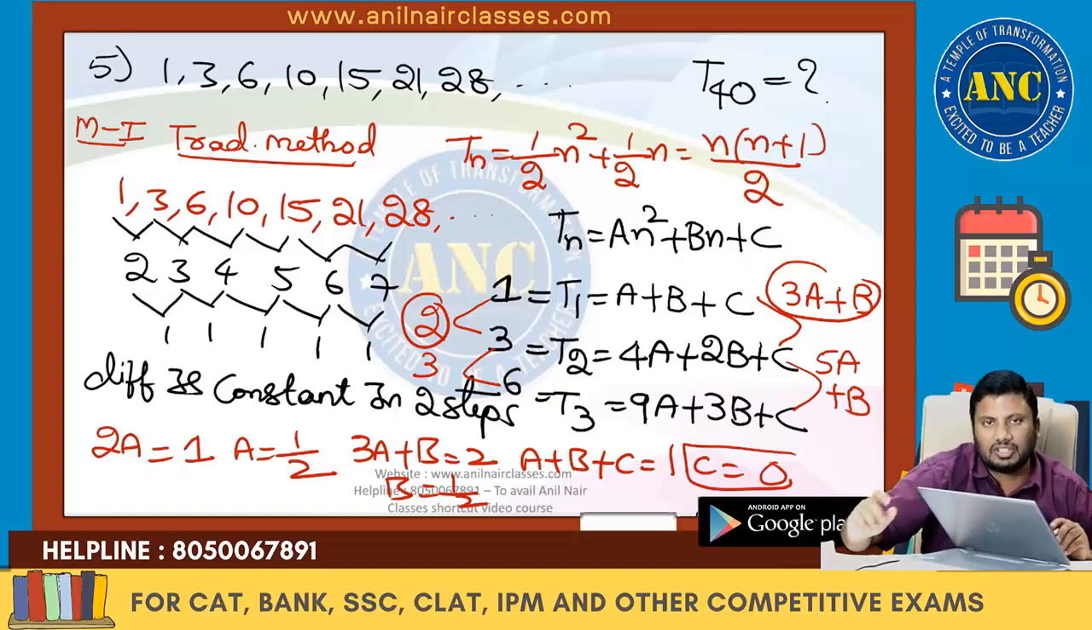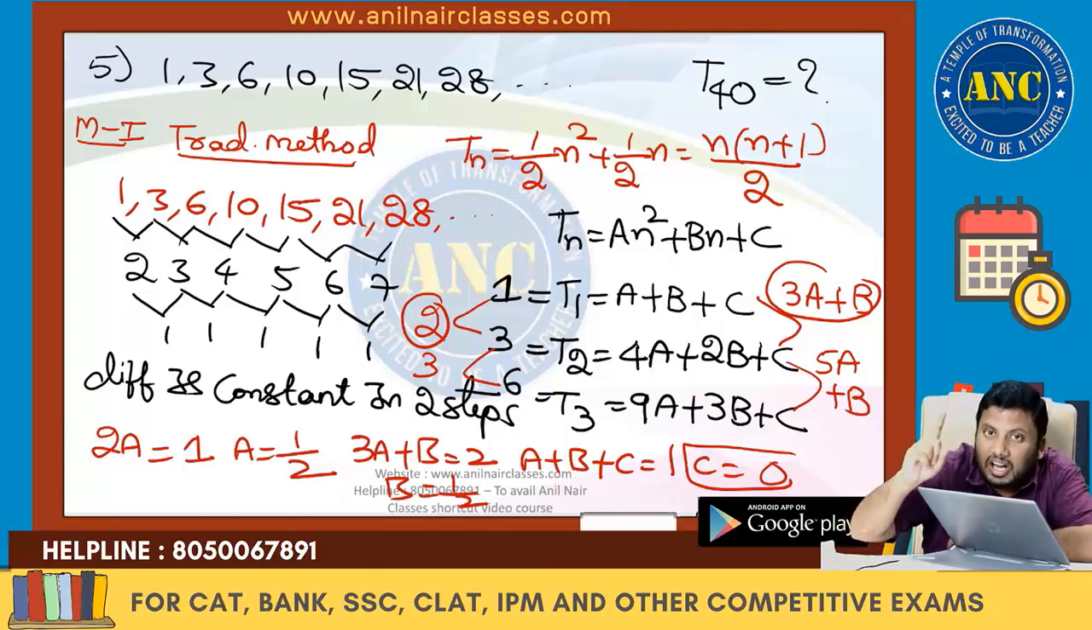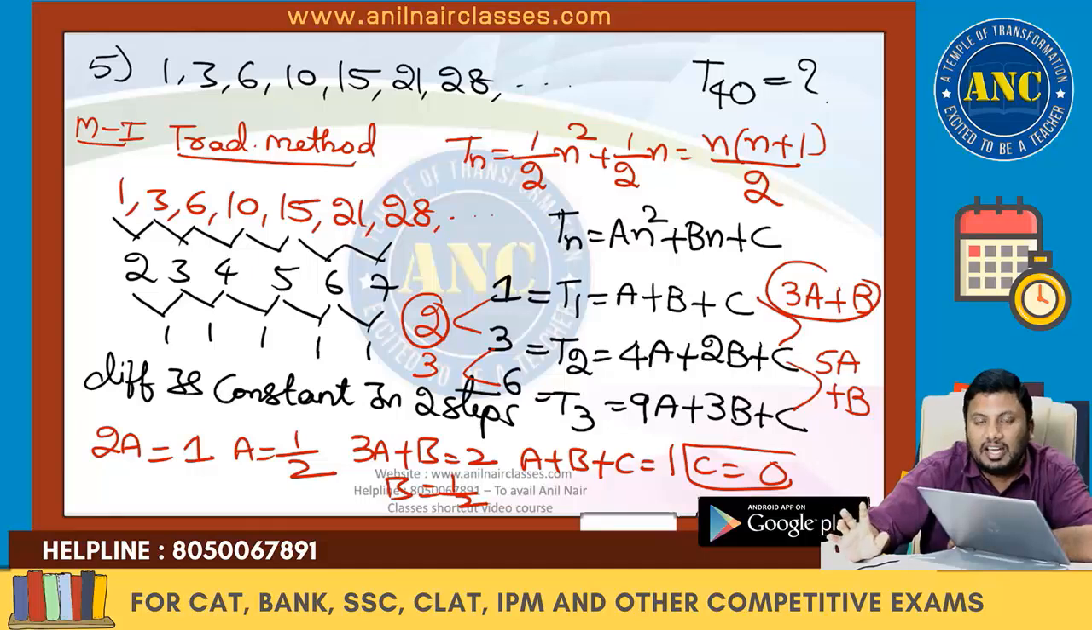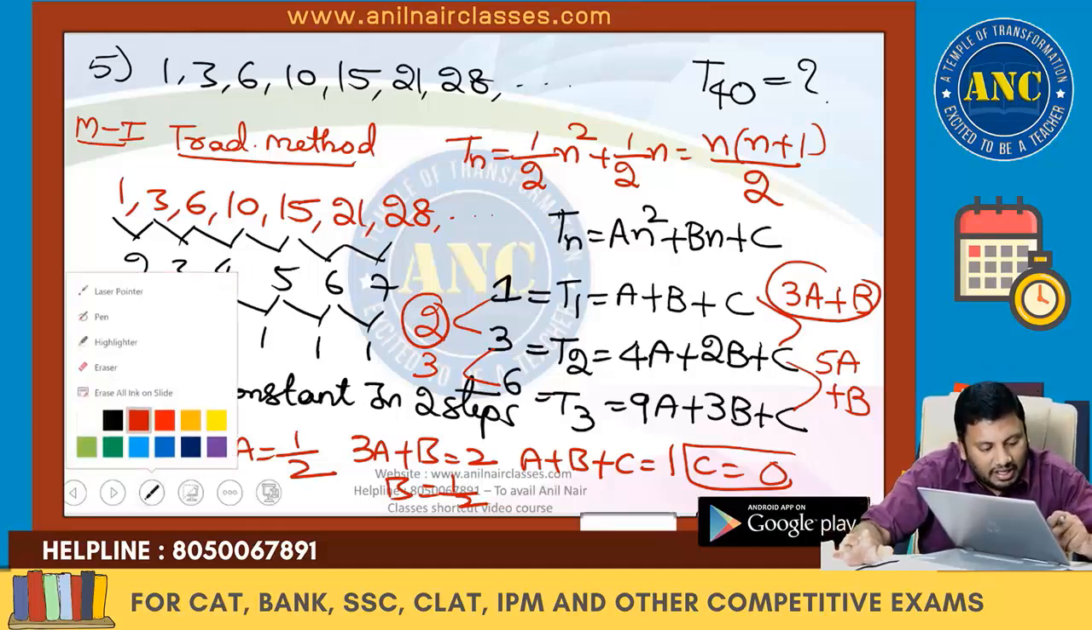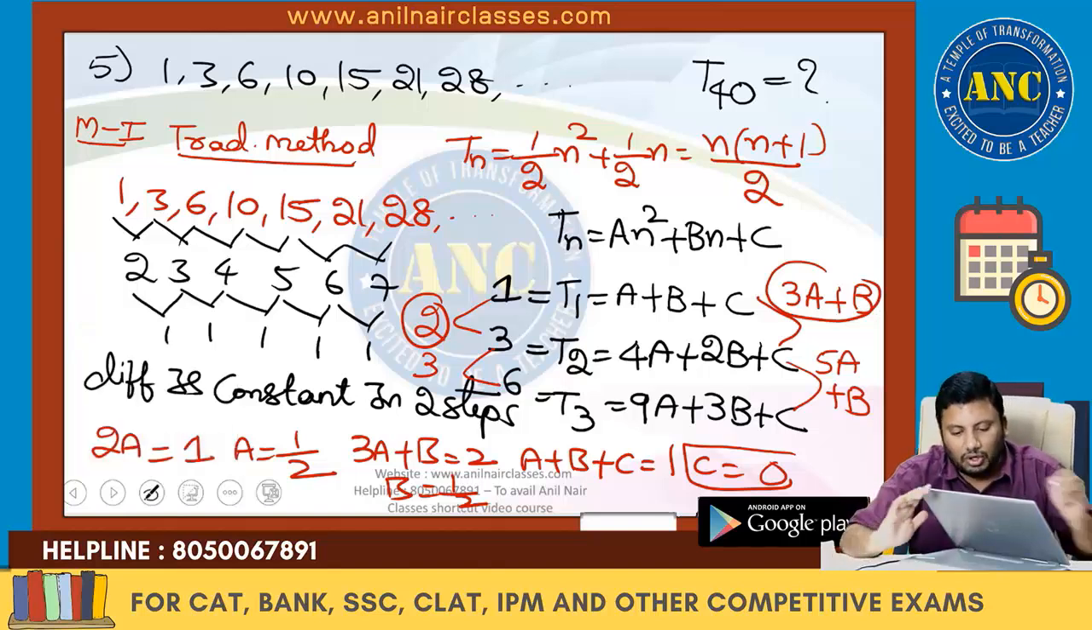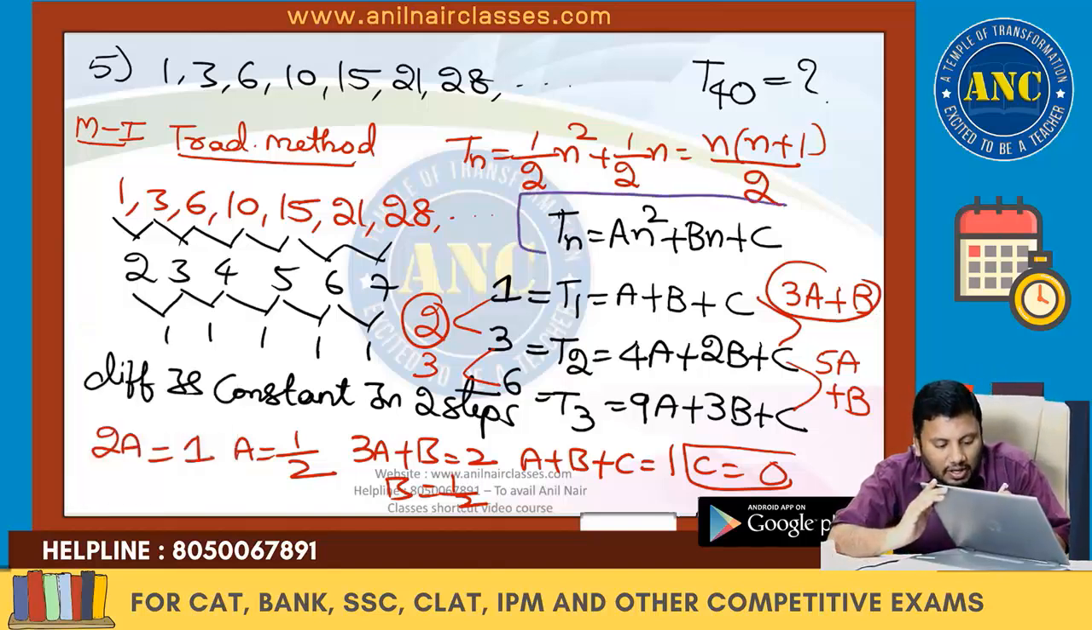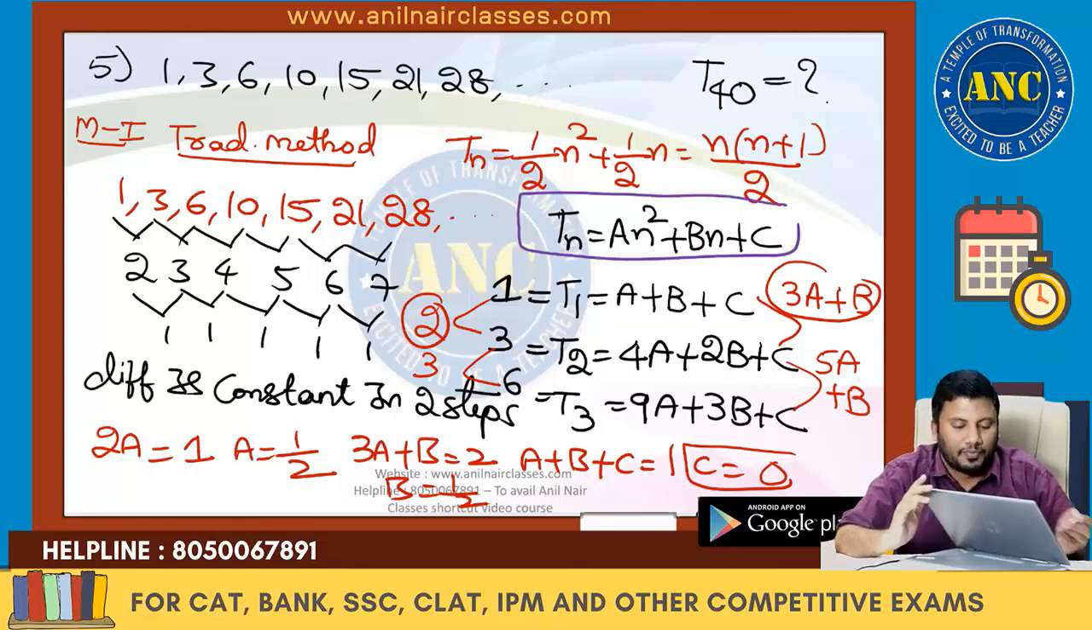Very, very interesting question. If the difference between the elements is constant in 1 step, then it is a linear expression. If it is constant in 2 steps, then it is a quadratic expression. So Tn is an square plus bn plus c. This is a very, very important key point.